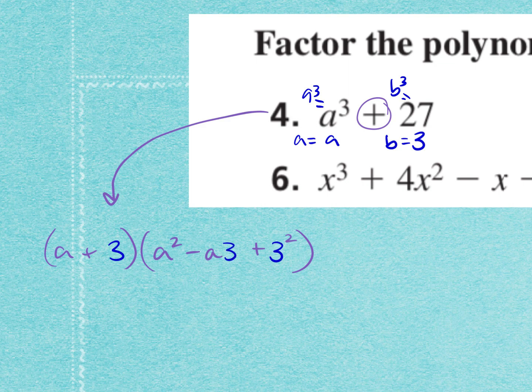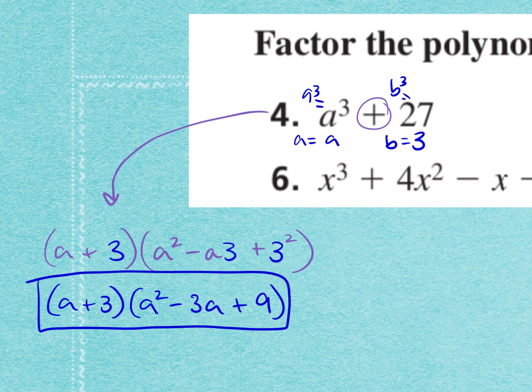So I have a plus 3 times a squared minus what? 3a plus 9. Perfect. Don't forget to square whatever you're squaring. If you have a number and a variable, both of them get squared. Any questions here? How do you know what to use that formula? If they're perfect cubes, you want to use the formula.